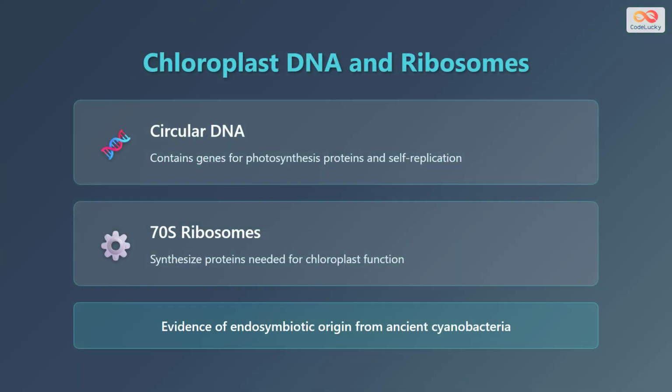Chloroplasts possess their own genetic material in the form of circular DNA. Similar to bacterial DNA, this DNA contains genes encoding proteins essential for photosynthesis and enables chloroplasts to replicate themselves. Chloroplasts also contain 70S ribosomes, which synthesize the proteins needed for chloroplast function. These features provide strong evidence for the endosymbiotic theory, which proposes that chloroplasts originated from ancient photosynthetic bacteria called cyanobacteria that were engulfed by early plant cells billions of years ago.